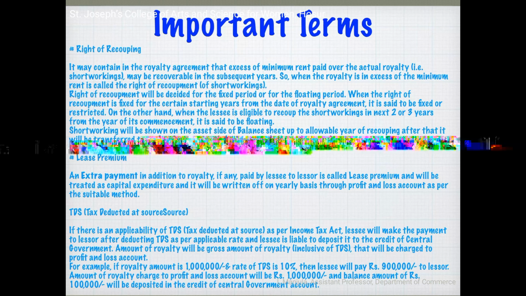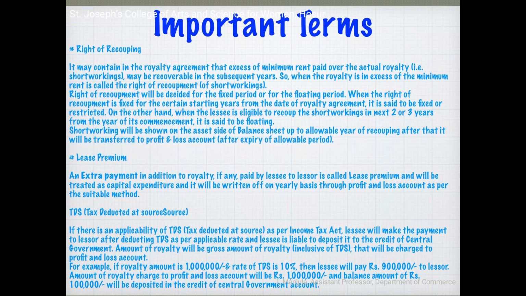Lease premium: an extra payment in addition to royalty, if any, paid by the lessee to the leaser, is called lease premium. It is treated as capital expenditure, and it will be written off on a yearly basis through the profit and loss account by a suitable method.